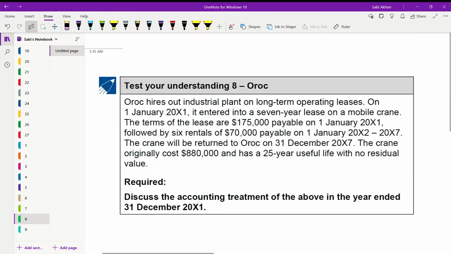So now let us go to test understanding 8. OROC hires out industrial plant on long-term operating leases. On 1st of January 2001, it entered into a 7-year lease on a mobile crane. The terms of the lease are 175,000 payable on 1st of January 2001, followed by 6 rentals of 70,000 payable on 1st January 2002 to 2007.